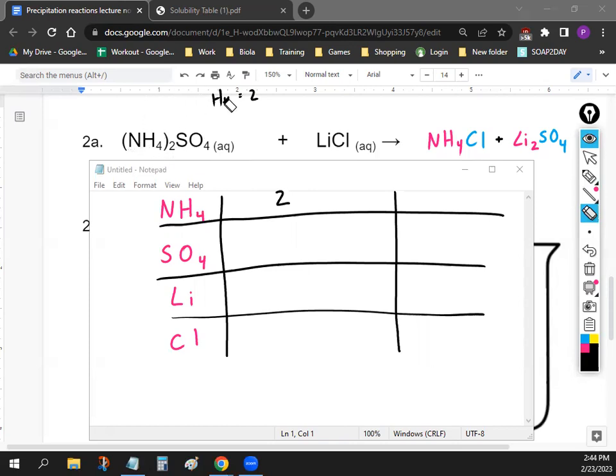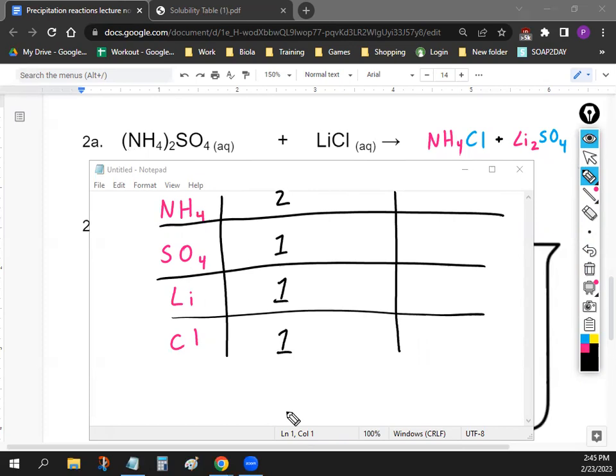How many times do you see SO4 written on the left side? 1. I know it's SO4, but we're asking for the whole thing, SO4. So we're going to write SO4, there's 1. Hopefully it's making a little bit more sense. I know there's a lot of numbers and it can get a little confusing, but with practice, it'll get better. And then Li and Cl, hopefully you're able to tell there's 1 each. Does that make sense so far?